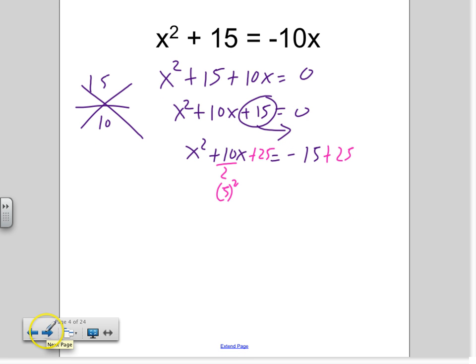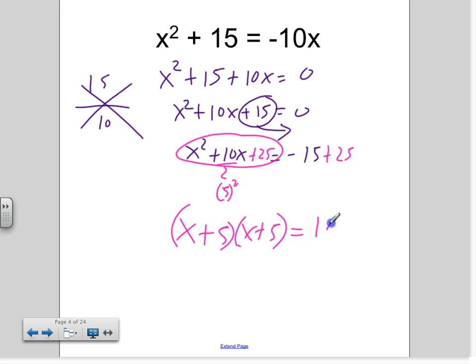And here, this is a PST automatically because we just completed the square. I can readily write it out as x plus 5 times x plus 5 equals, in this case, 10. I can condense it. For those of you who want to write in condensed form to save a step, I think you should. That'll give you that.